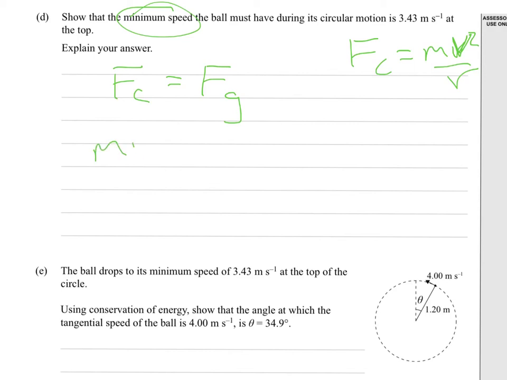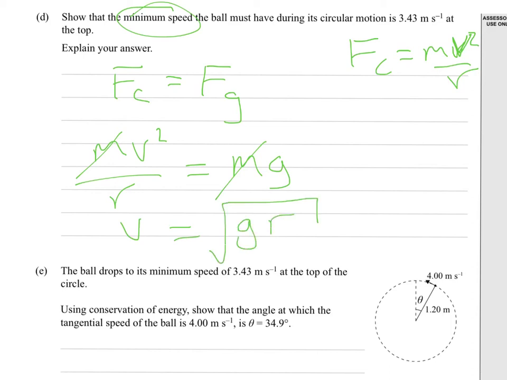You can do mv squared over r equaling mg. You can cancel out your masses, and then you can find that velocity by doing the square root of gr. You've probably used that enough that you could just about memorise that final form of it. g is 9.81, radius is given as 1.20, plug the numbers in, and you get 3.43.